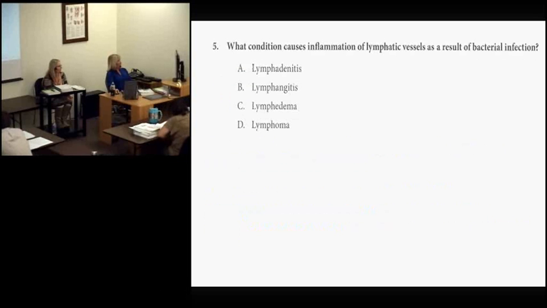Okay, number 5. What condition causes inflammation of lymphatic vessels as a result of a bacterial infection? It is going to be B, lymphangitis.